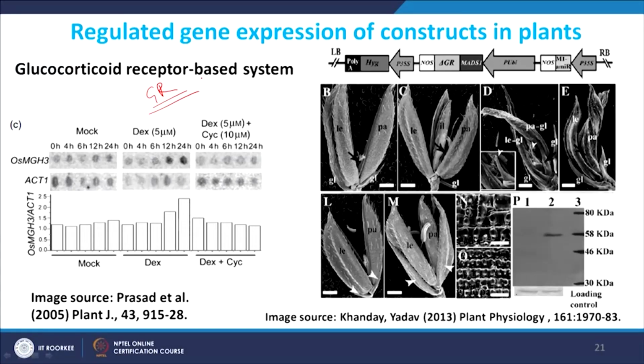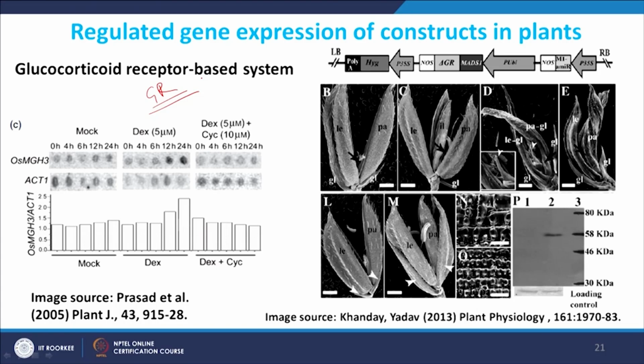Glucocorticoid is basically a steroid hormone in animals, and the glucocorticoid receptors are normally present in the cytoplasm. When they receive a signal through the hormones, only then do they enter inside the nucleus, and go and activate their genes.